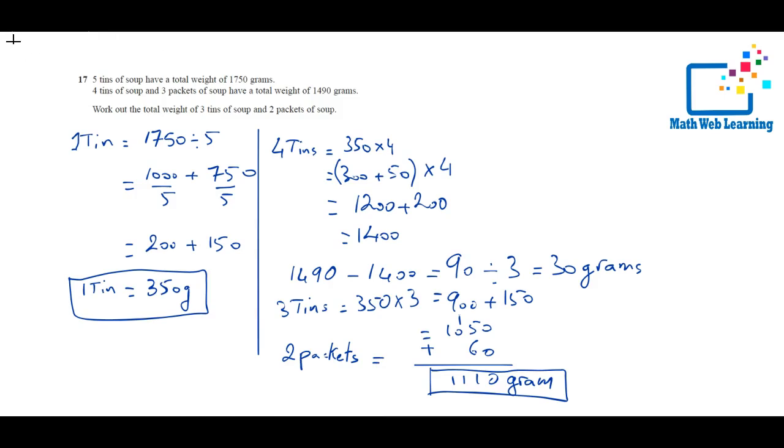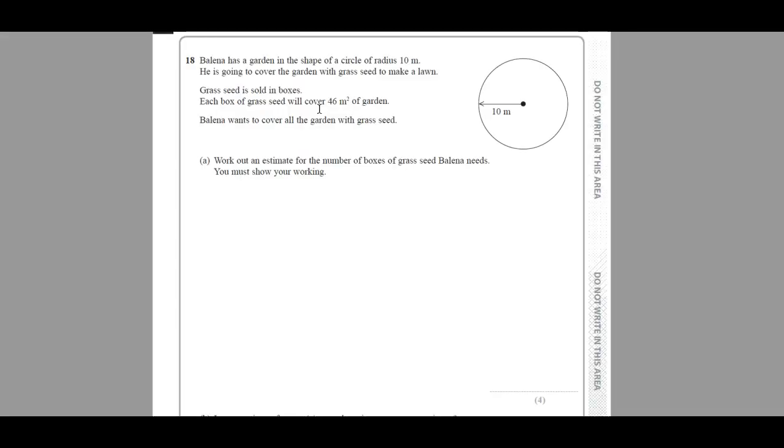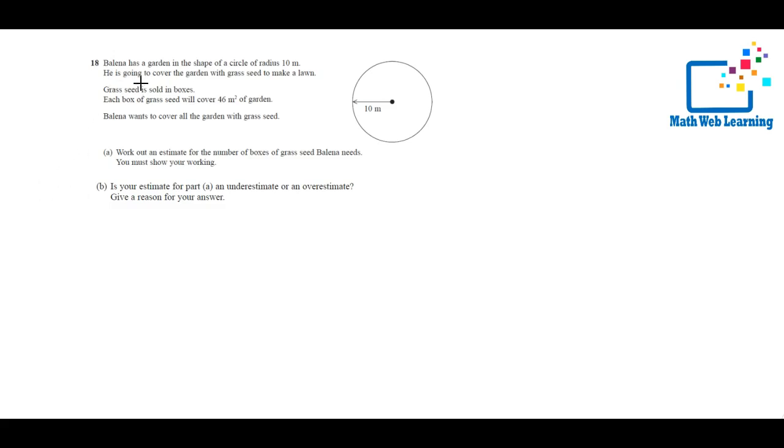Next question is question 18. Alright guys, question 18 is on estimations. We have an estimation question, right? So we want to cover this circular garden with a radius of 10 centimeters, or 10 meters, apologize.